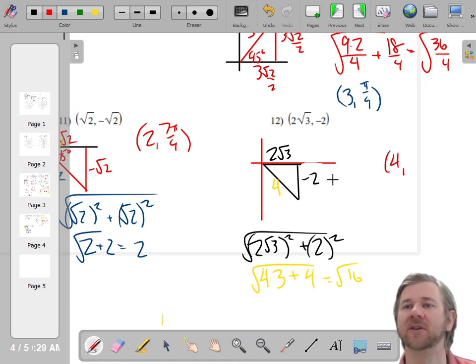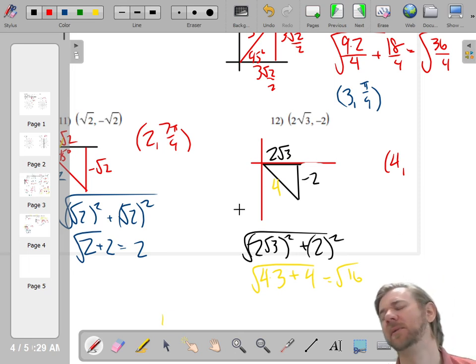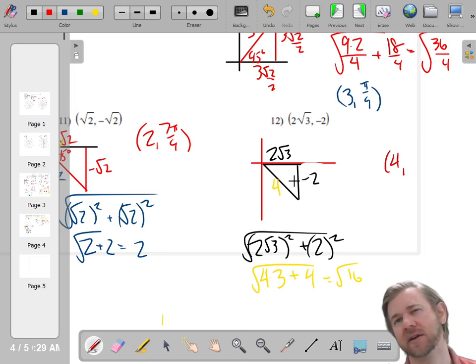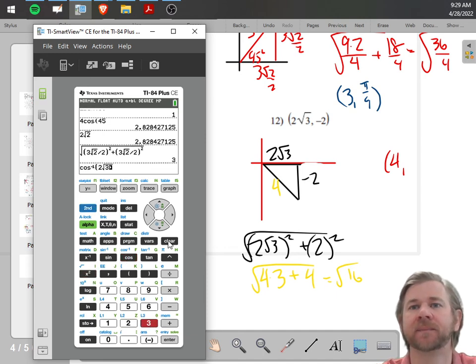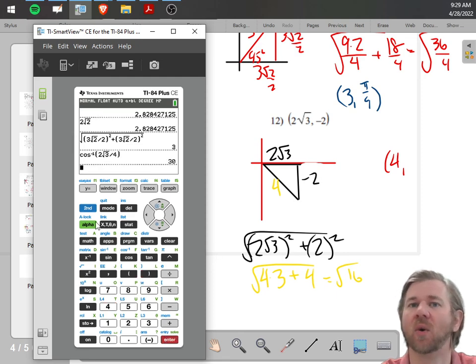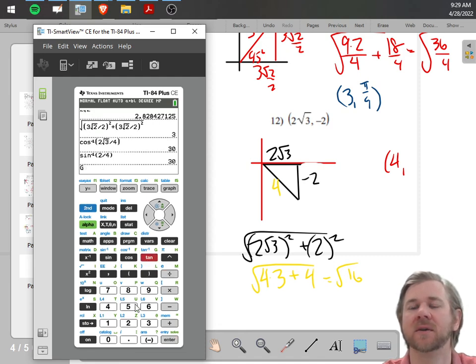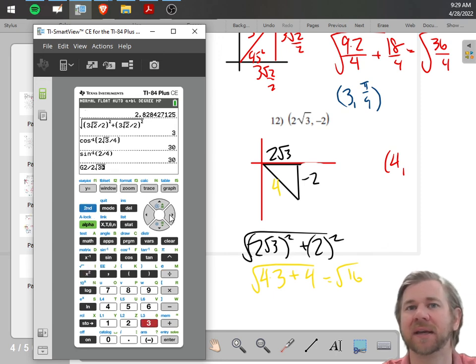And now to find the angle, I'll do inverse trig. It doesn't matter which one you do. You probably should be able to see, though, that it's going to be 30 degrees because this ratio is 1/2. So I'll do all three of them. Inverse cosine would be 2 radical 3 over 4, 30 degrees. Or inverse sine would be 2 over 4, opposite over hypotenuse. Or inverse tangent would be 2 over 2 radical 3. It doesn't matter which one you pick.